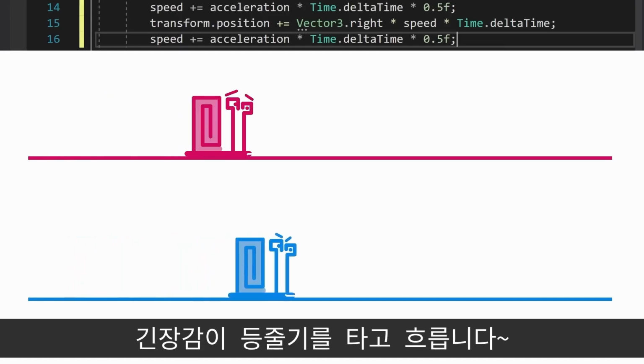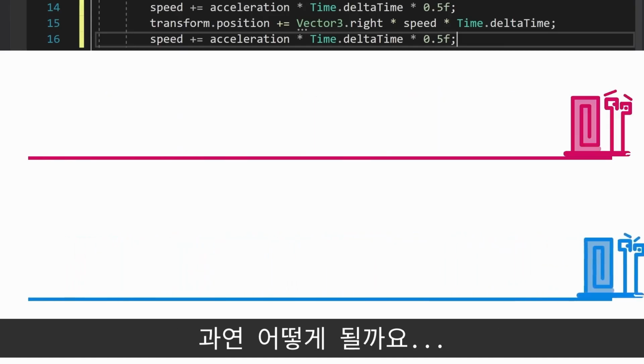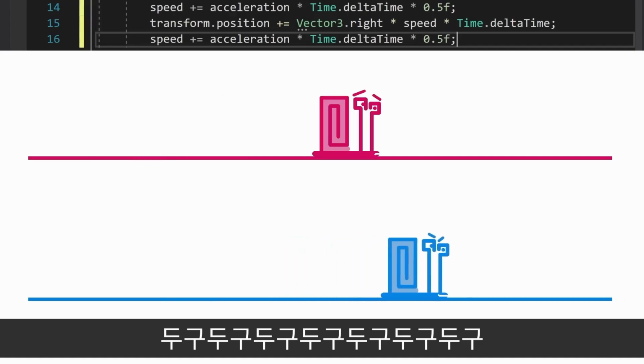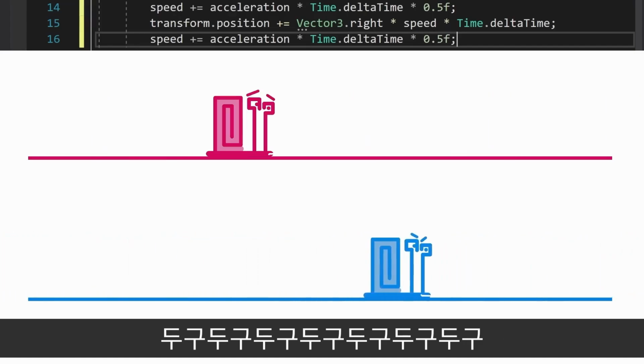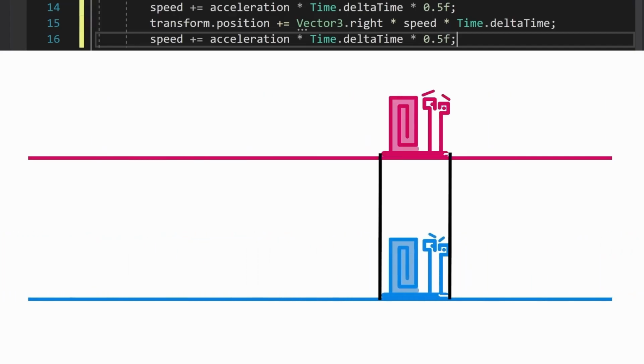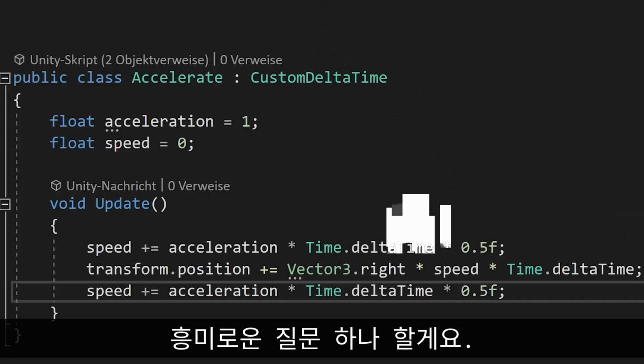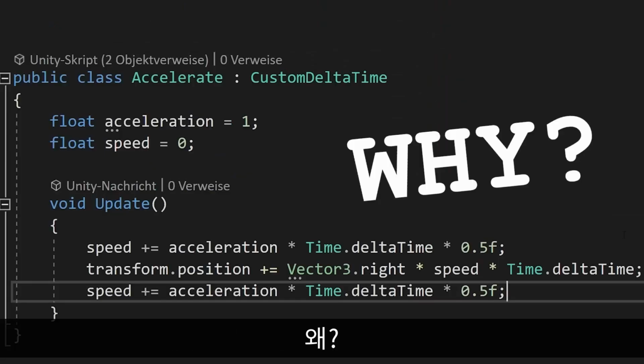The tension is immeasurable. I need a little more hype here. Come on, more hype, more hype. What? It is perfect! There's one interesting question, and that is, why?